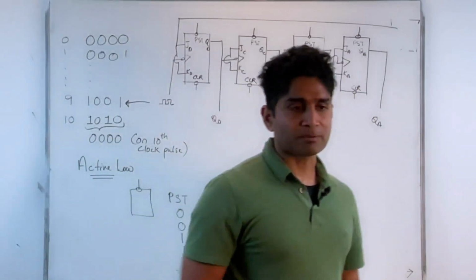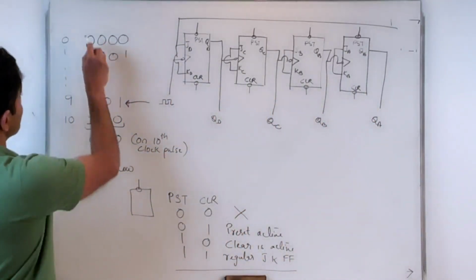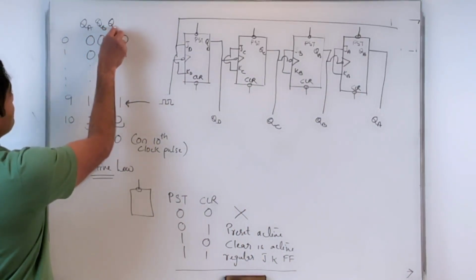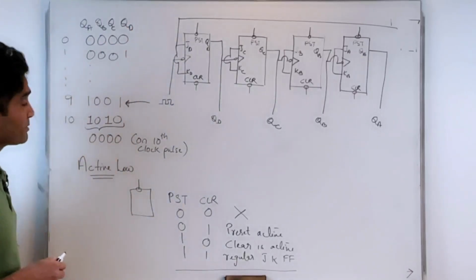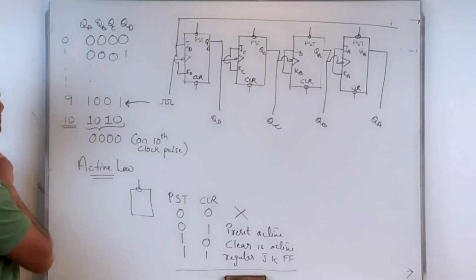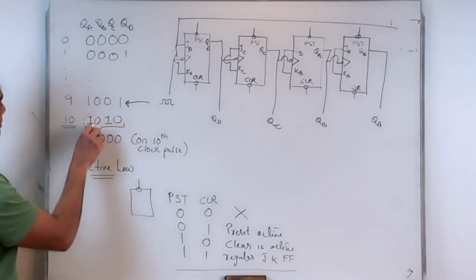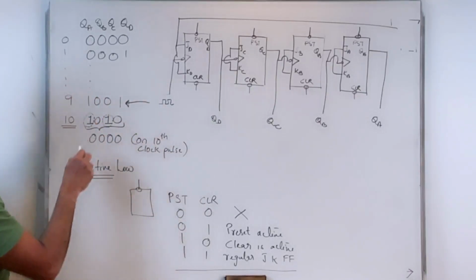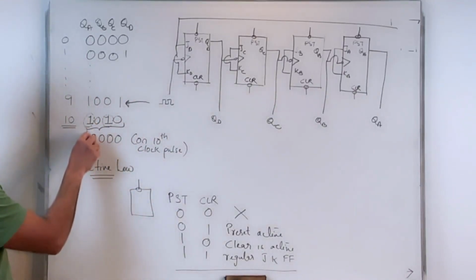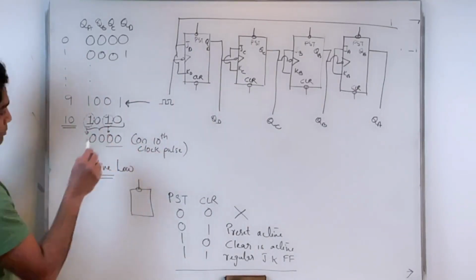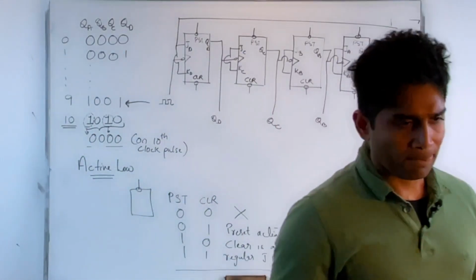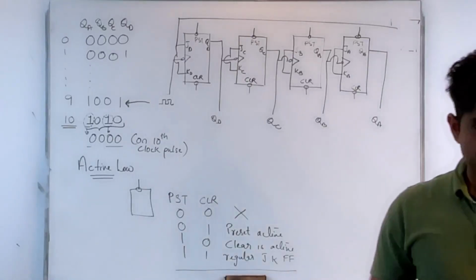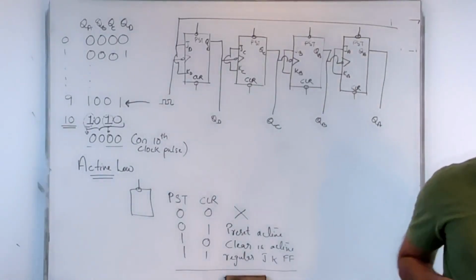Does that make sense? That means I need to clear some of the flip-flops. Which ones do I have to clear? This is QD, QC, QB, and QA. What I need to do is clear, on the 10th clock pulse, QA and QC. If I clear them, then I get a count of 0 0 0 0 on the 10th clock pulse.